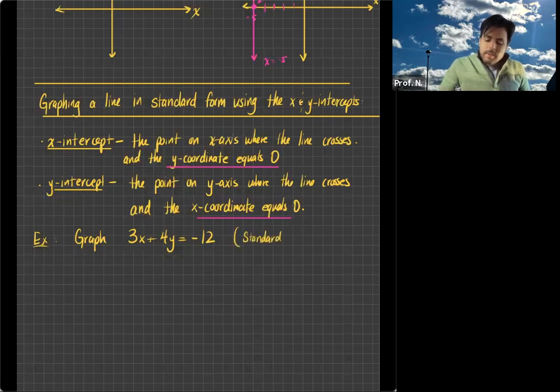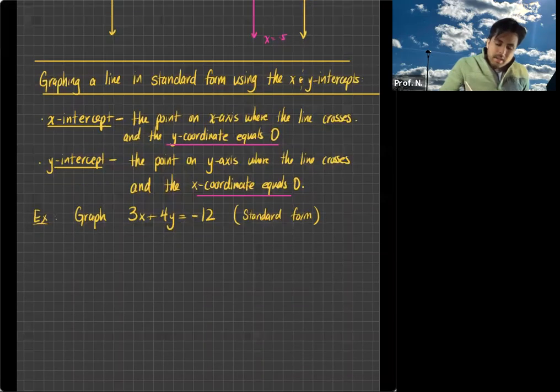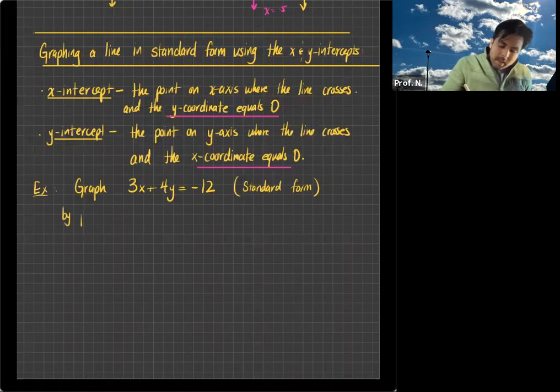However, we're going to do it a different way. So there's actually two ways to graph a line in standard form. One way is using the slope-intercept form, converting it to slope-intercept form. And the second way is using the standard form by way of plotting the x and y intercepts. So I'm going to graph by plotting x and y intercepts.